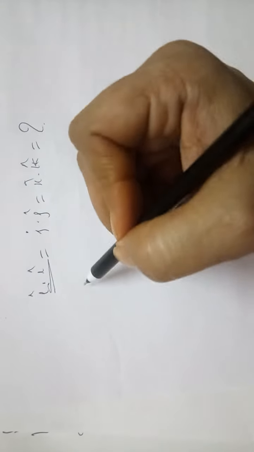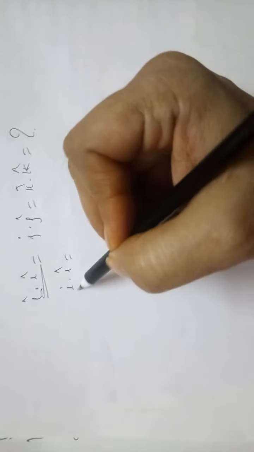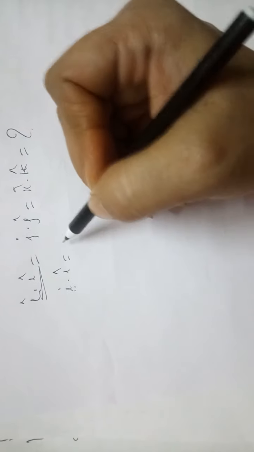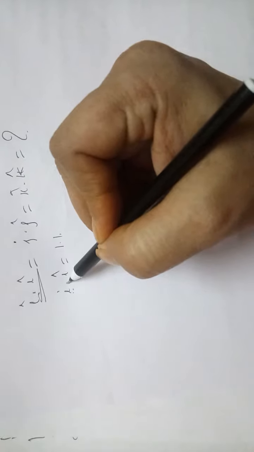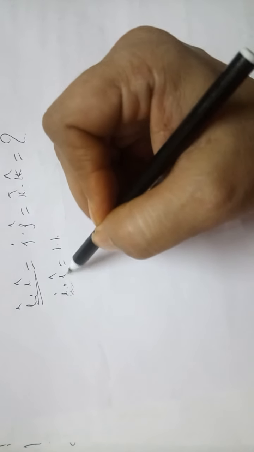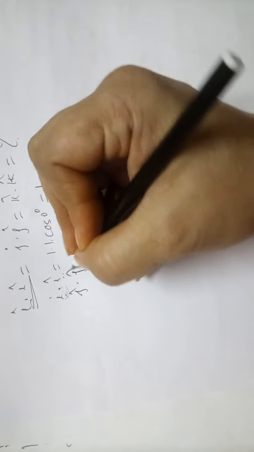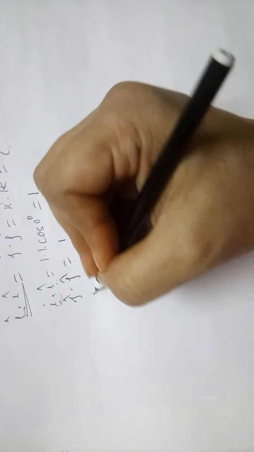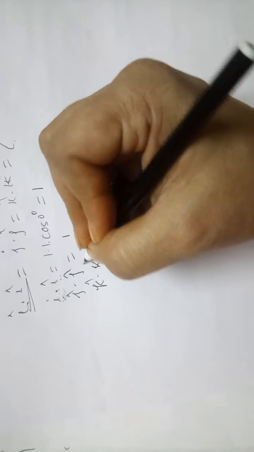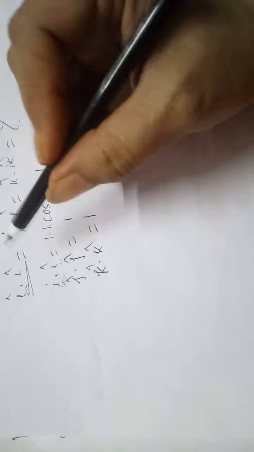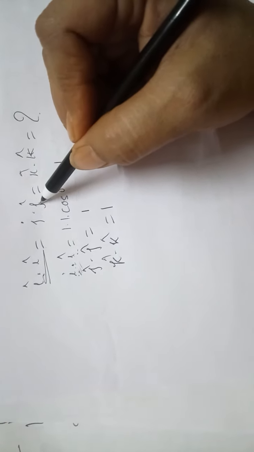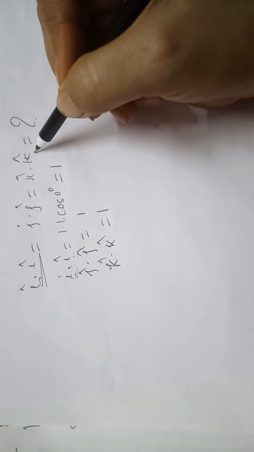Let us see. i caret dot i caret: because it is a unit vector, the magnitude is 1 into 1, and because they are two parallel vectors, the angle between them gives cos 0 degree, which is 1. Similarly, j caret dot j caret is 1, and k caret dot k caret is also 1. It shows that i caret dot i caret equals j caret dot j caret equals k caret dot k caret is equal to 1.